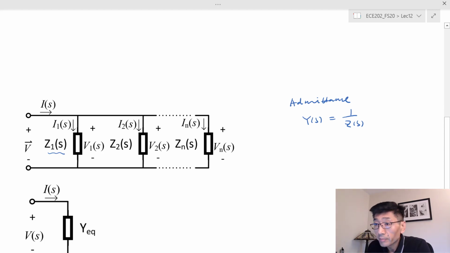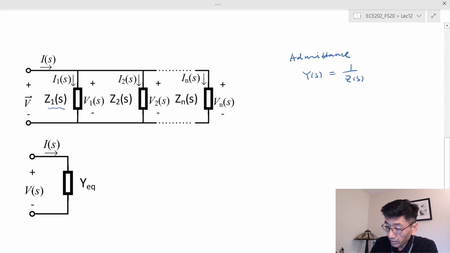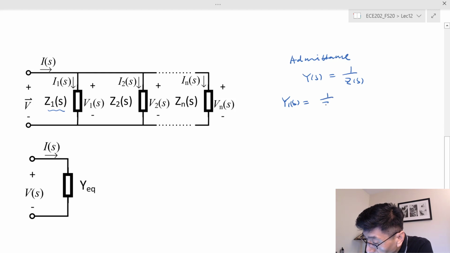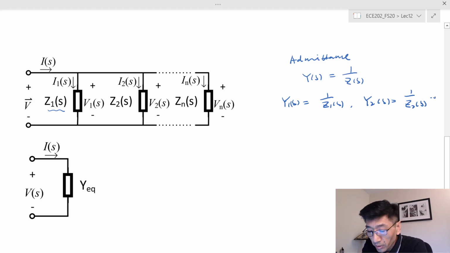And so in this case, for the parallel connection, if we use admittance, the equation will be more compact. It's easier to write. Although we're given Z sub 1s, we can always use Y sub 1s. So in this case, Y sub 1s is equal to 1 over Z sub 1s, and Y sub 2s is equal to 1 over Z sub 2s, and so on and so forth. So we're going to use the admittance for this case.